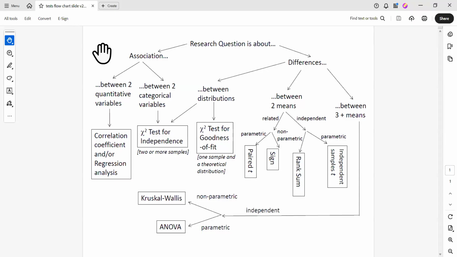All right, so across all these different statistical tests, we need to know if the variables are quantitative or categorical. We need to know how many groups we want to compare, whether we're looking for a difference between means on our quantitative variables, and whether we're looking for association between quantitative variables or categorical variables.